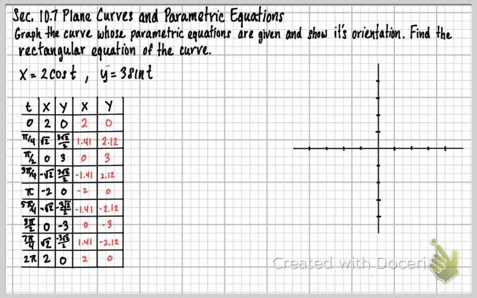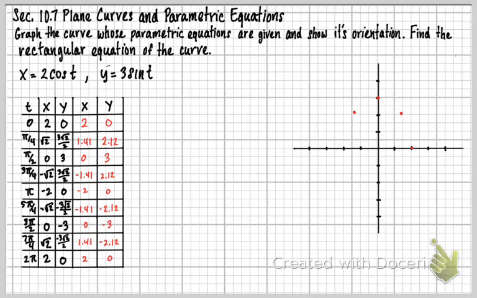So here they are. So now what we're going to do with these values is we're just going to graph them. So 2, 0, that's going to be here. Let me get a little bit closer. There it is. And the next one's going to be 1.41, and then a little more than 2, so that's going to put me about there. And then it's going to be 0, 3. And then it's going to be negative 1.41, and then a little more than 2. So it's going to be there.